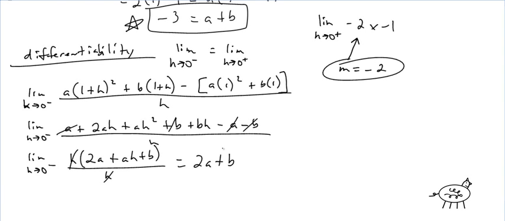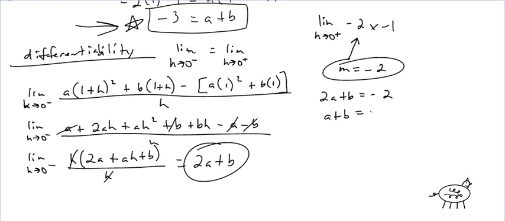This is our slope here. So I set those equal to each other, and I have 2a plus b equals negative 2. And now I'm going to use the equation I created earlier: a plus b is equal to negative 3.